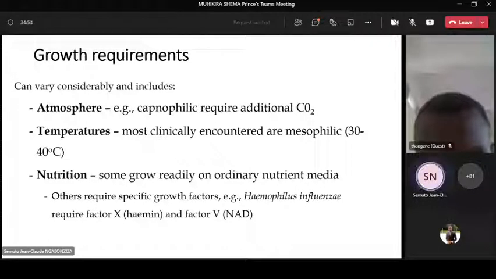And some other bacteria will grow on basic medium. So by considering growth requirement, you are already having knowledge on which organism you have.